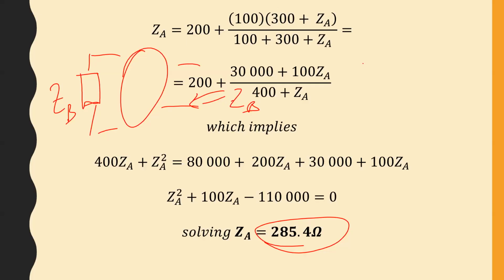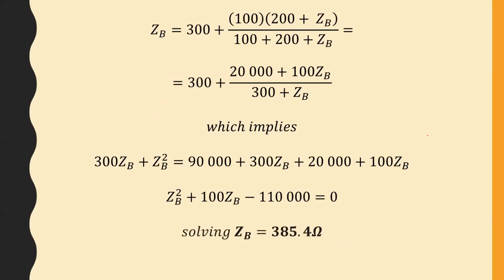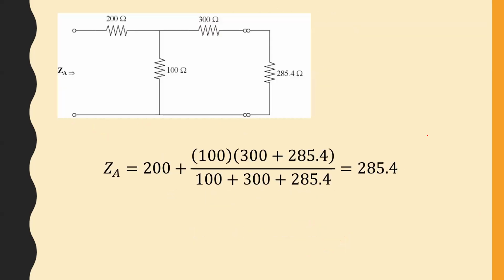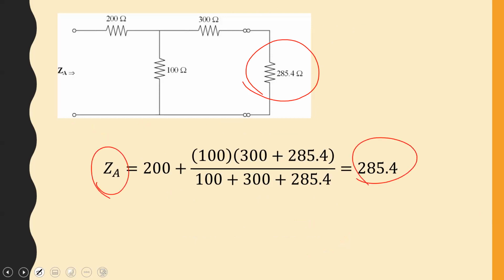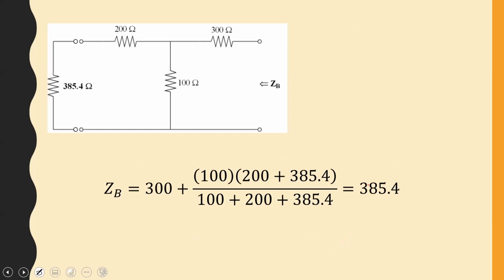All right, so what answer did you get? Sir, I got 385.41. Okay, thank you. So that's 385.4. Just to confirm, if we connected the 285.4 at port B and calculated ZA, we'll get 285.4. And if I connected the 385.4 at port A and calculated ZB, I get 385.4.